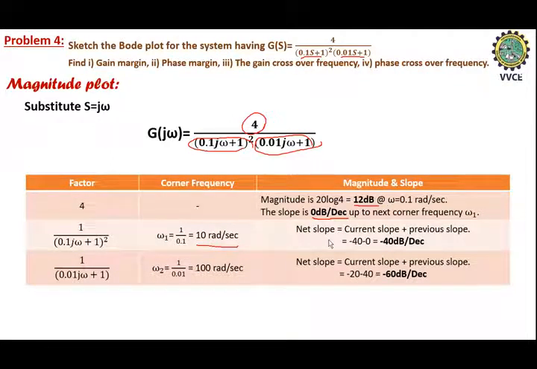Now to find the net slope. The current slope is minus 40 dB because the order is 2, and the previous slope is 0 dB. So minus 40 minus 0 is minus 40 dB itself. This minus 40 dB per decade is from 10 to 100 radian per second. For the third factor, T is 0.01, so the frequency is 100, the reciprocal of that. This is in the form of 1 plus st, so the slope is minus 20 dB per decade. Adding the previous slope of minus 40 dB per decade gives minus 60 dB per decade. This is the data required to plot the magnitude plot.